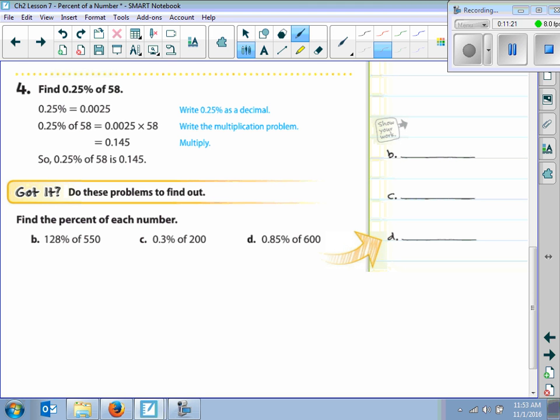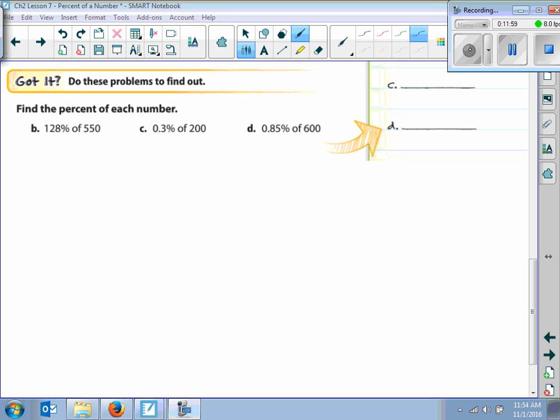So here we have 0.25%. To change that to a decimal, we're going to take that decimal and move it two places, and that's how we ended up with 0.0025. Does everybody see that? Okay, so now we change the percent to a decimal, and now we multiply, because of means multiply, times 58. Is everybody clear? All right, very good.